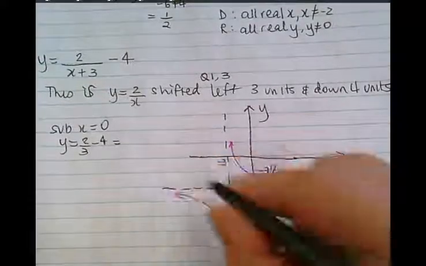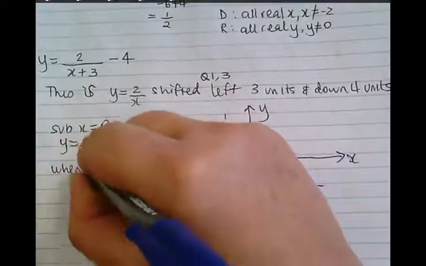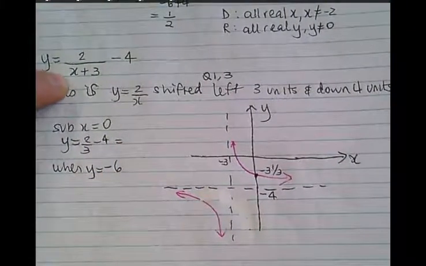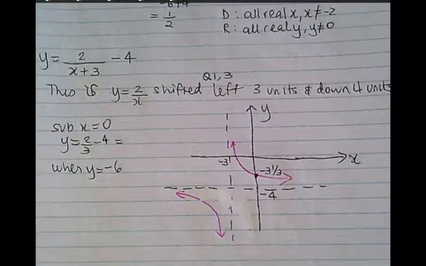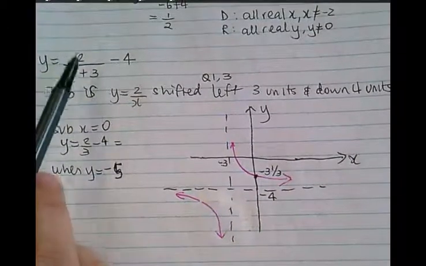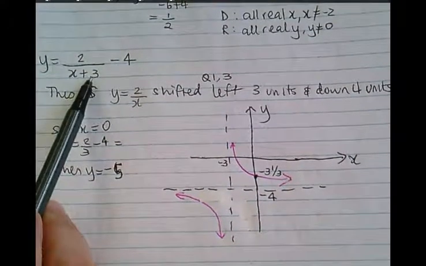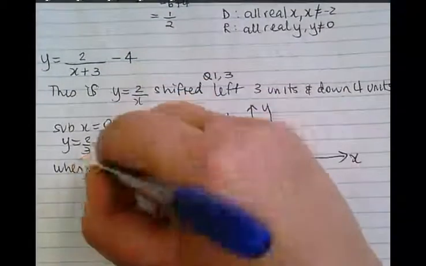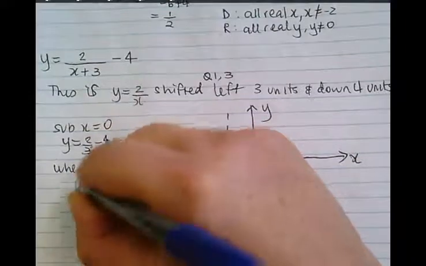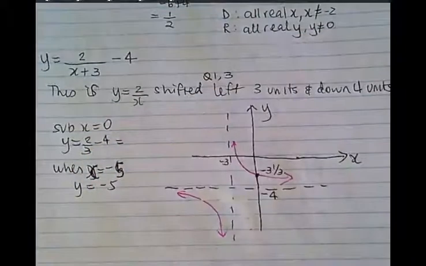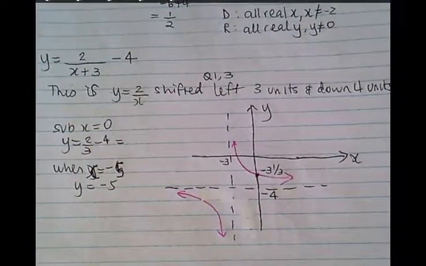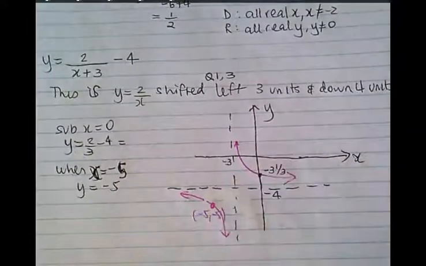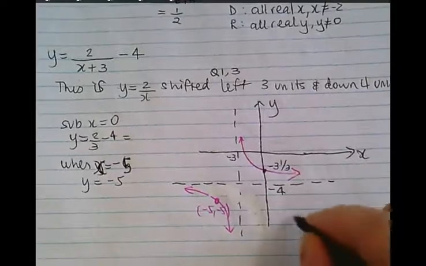And you could just do some other value. I'm going to put 2. What would... when x is negative 5, y is 2 over negative 2 minus 4, so y is negative 5 as well. So just showing another point on the graph. I know that wasn't drawn very well. Negative 5, negative 5.